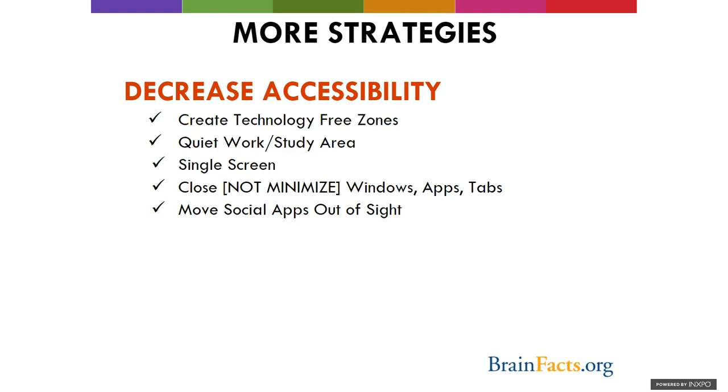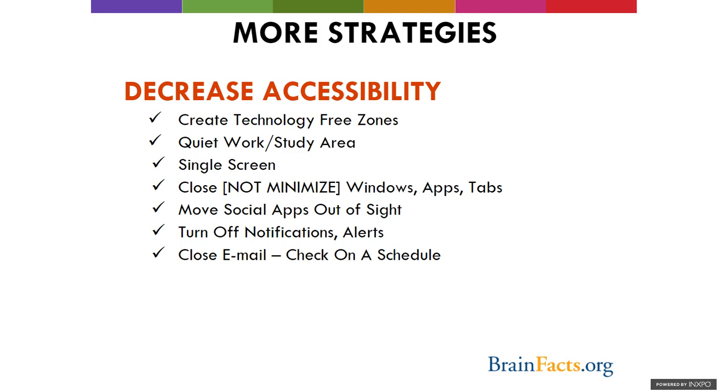In particular, from what we know from our research, keep social apps way out of sight, and I'll give you some suggestions on how to do that. Turn off all notifications and alerts, and I'll amend that by saying, your mom ought to be able to get through to you, and your dad ought to be able to get through to you, but nobody else.